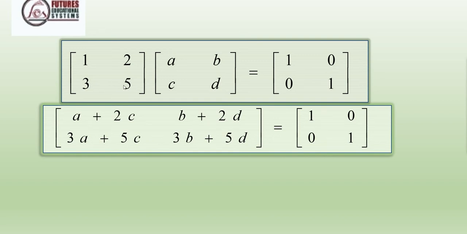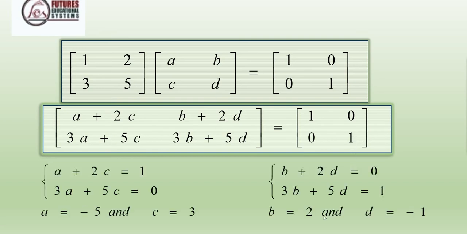The third equation, multiply the second row by the first column: 3A plus 5C equals 0. The last equation: 3 by B plus 5 by D equals 1. Four equations; solve the 4 equations simultaneously. We get the result A equals negative 5, C equals 3, B equals 2, and D equals negative 1.